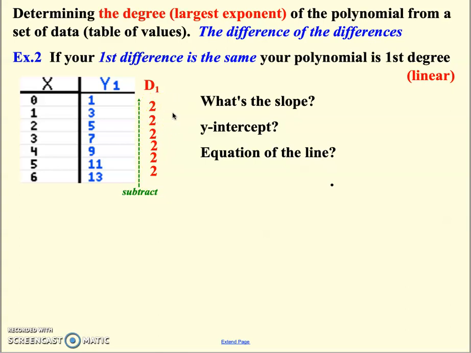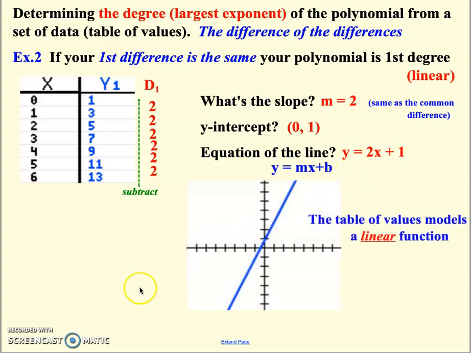So what's the slope? Well, this is actually a common difference if we talked about it as a sequence. And remember that slope and common difference are the same exact idea, so you've got a slope of 2. Your y-intercept, your first coordinate up there is (0, 1), so we can grab that. And if I know these two things, what's the equation of a line, especially if I'm saying it's first degree or linear? My line should be mx plus b.